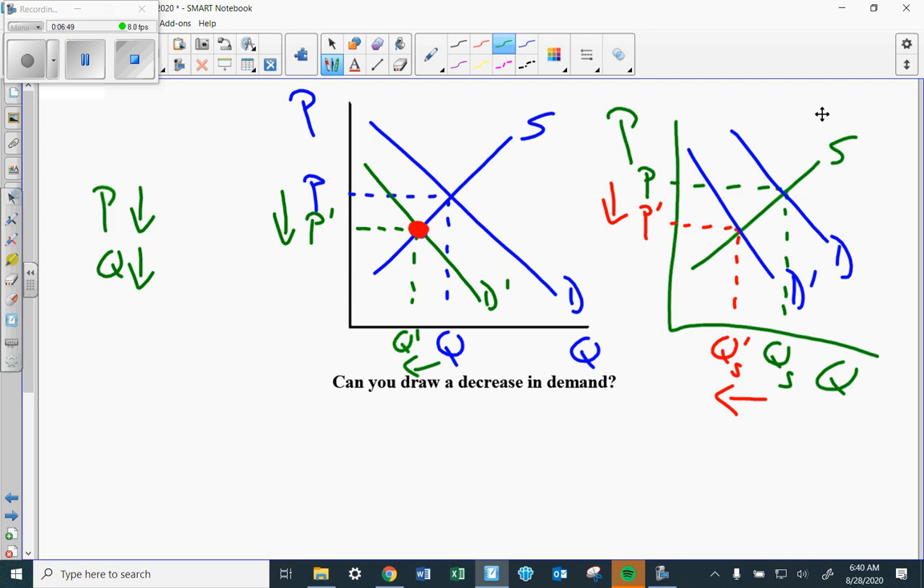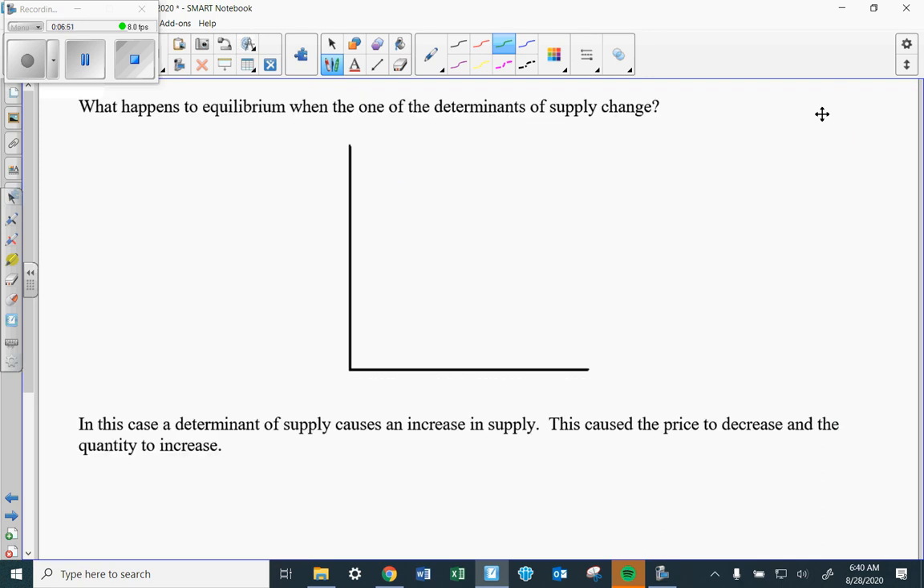Okay, so that's determinants of demand. Again, stop, rewind, and rewatch that whole section on demand. It's like 5 minutes. Go back, rewatch this section, and listen to what I'm telling you on this stuff. You have to understand, not only do you have to be able to draw the graph, you have to understand the concept behind what's going on here.